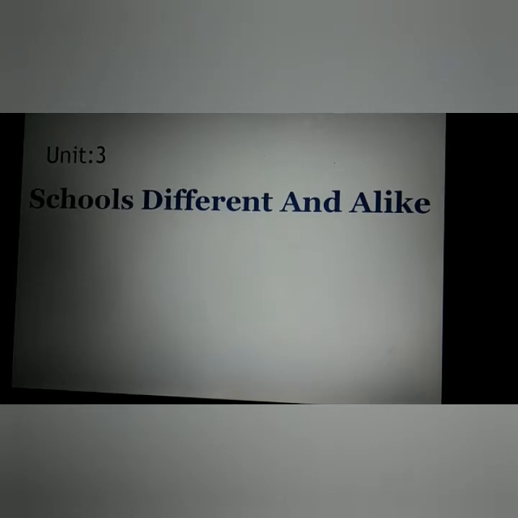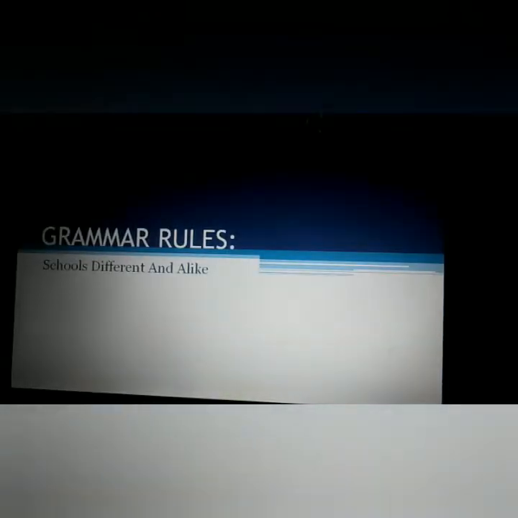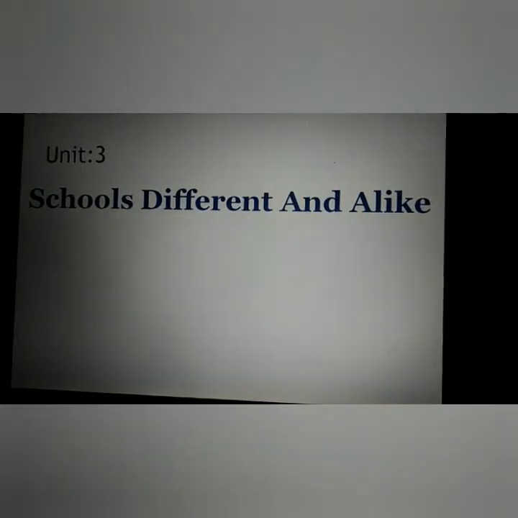So we will continue the units of the terminal or the final class for the baccalaureate, unit 3, schools different and alike. So in this video we will see the grammar rules, schools different and alike for the literary streams. هذه الوحدة هي لشعبة الآداب واللغات والآداب والفلسفة. تابعوا معايا، راح نمشوا خطوة بخطوة، راح نشوفوا grammar rules for this unit.